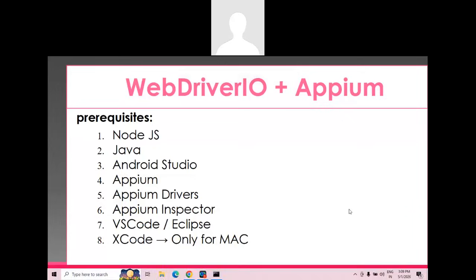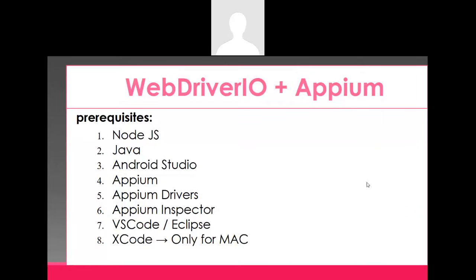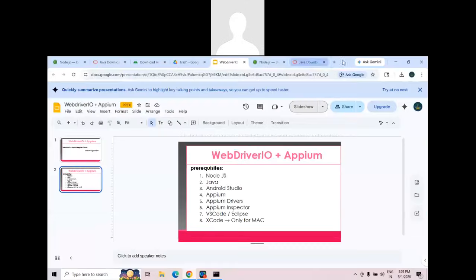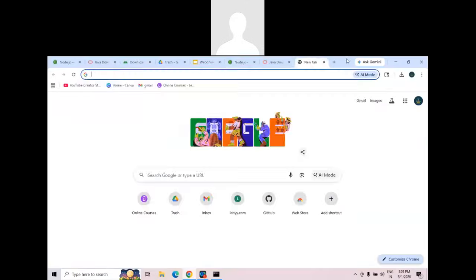Hi, welcome back. So guys, as part of the previous session, we have seen how exactly we can download the Node and as well as the Java. So today, let us see how exactly we can configure the Android Studio, for which I'm just opening my browser.